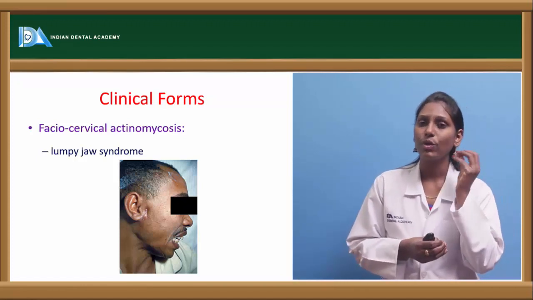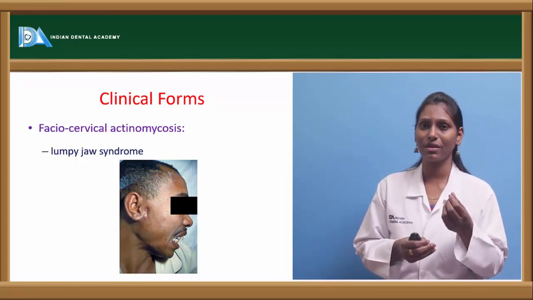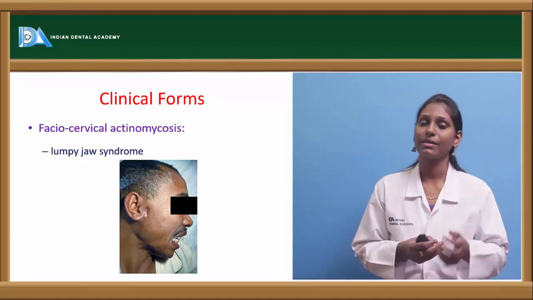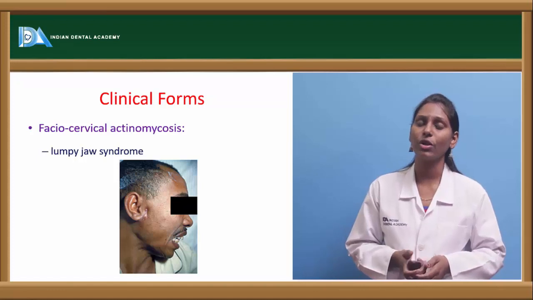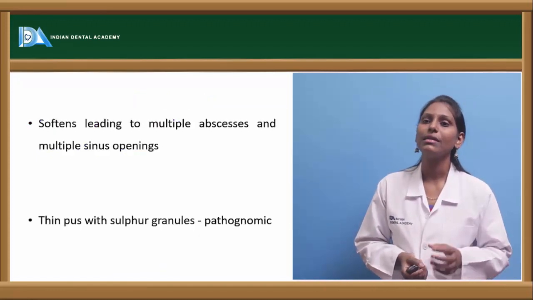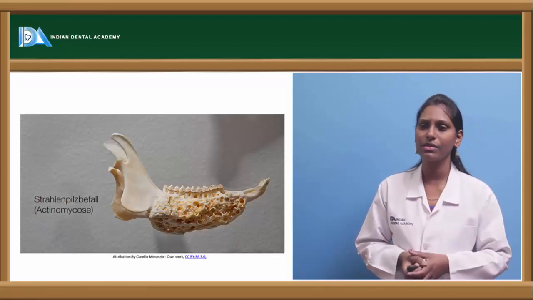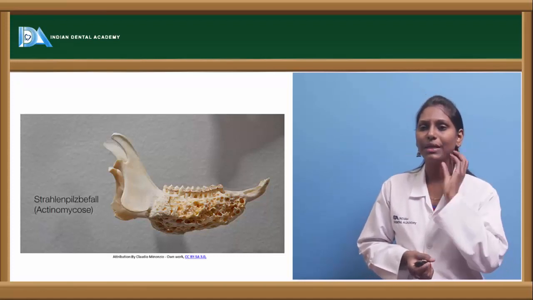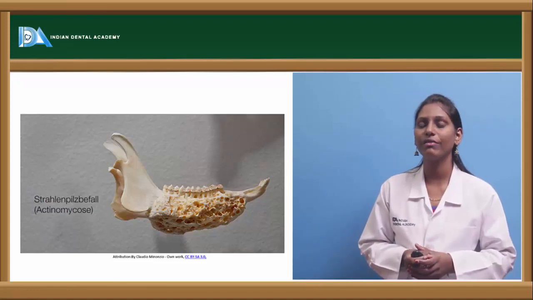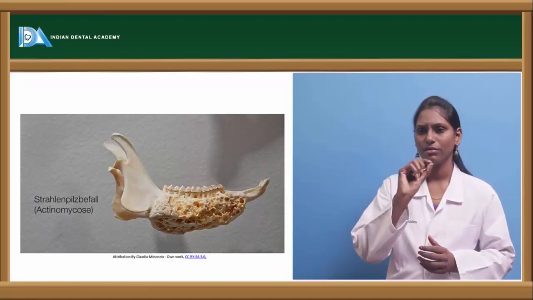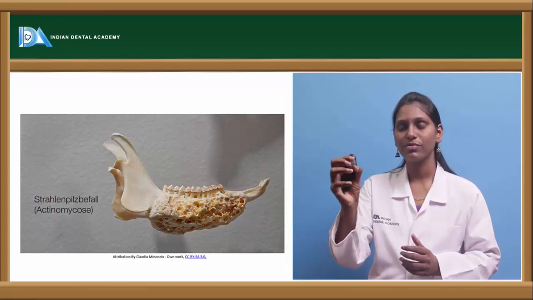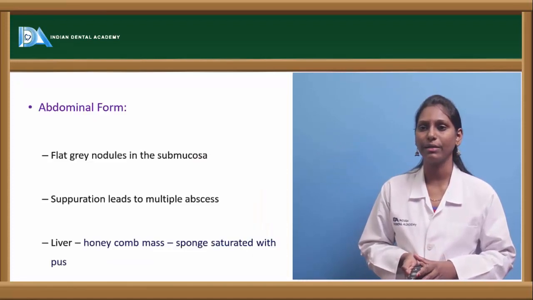From this sinus opening, we see a thin pus kind of exudate, coming out with the characteristic sulfur granules within it. It's a pathognomonic feature for actinomycosis again. And this is a picture showing actinomycosis involving the mandible region, where we can see multiple radiolucent, moth-eaten appearances in this case of mandible.